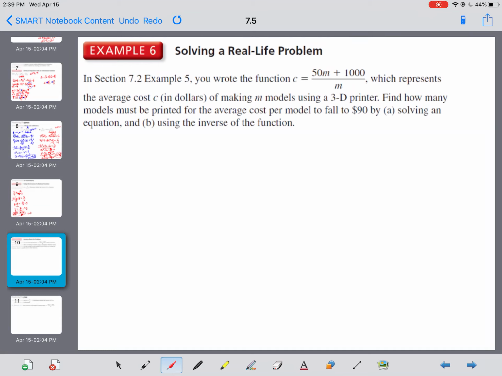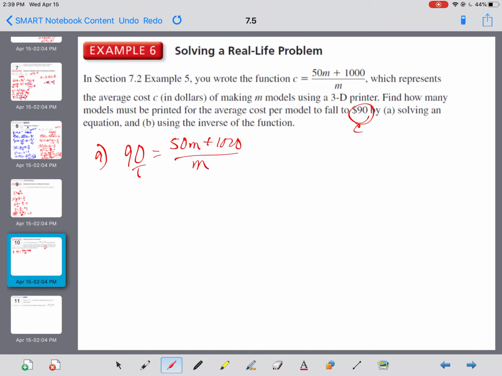All right, back in 7.2, which we may or may not have covered. Example 5, you wrote the function C equals 50m plus 1,000 over m, which represents the average cost in dollars, C for cost, of making m models using a 3D printer. Find how many models must be printed for the average cost per model to fall to $90 by A, solving an equation, and B, using the inverse of the function. Okay, so first we're going to plug in. So the average cost is what C is. So this goes in for C.